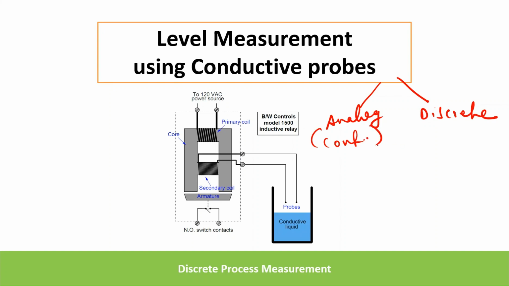If you see level measurement using an analog measurement technique, it gives level information at each and every point inside the tank. Whereas discrete information means yes or no: whether the tank is full, whether the tank is empty. If you need only that type of information, you can use discrete process measurement techniques. In this video, I'm going to discuss discrete level measurement using conductive probes along with an inductive relay of make BW Controls.